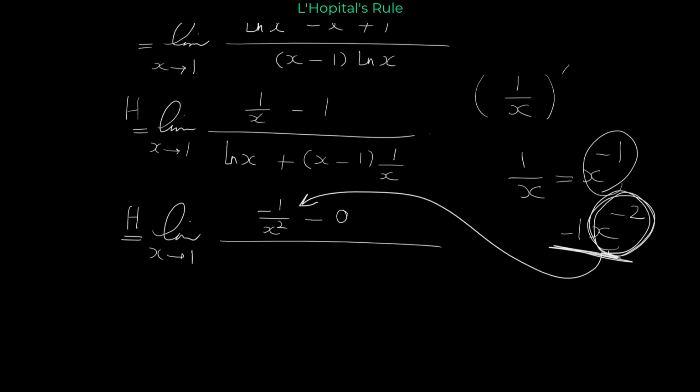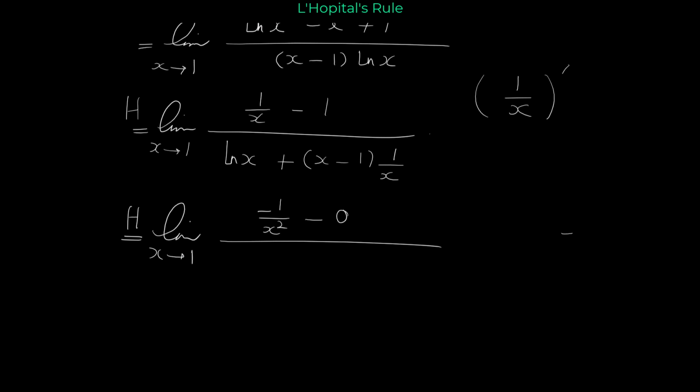The other way that you can find derivative of 1 over x is to use quotient rule. If you use quotient rule, derivative of numerator is 0 times x, which is 0, minus the numerator, which is 1, times derivative of x, which is 1, so 1, all over x to the 2. This is negative 1 over x to the 2. So derivative of 1 over x is simply negative 1 over x to the 2.